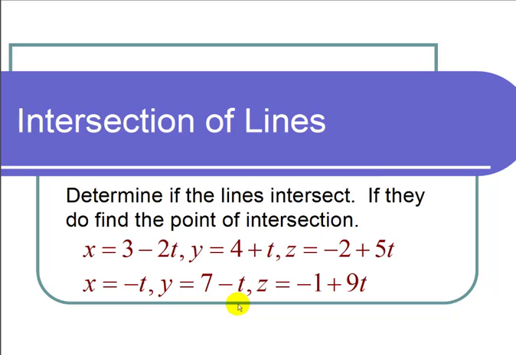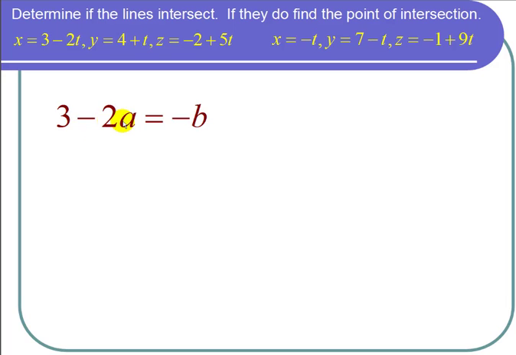If we get the same point, that means the x coordinates, the y coordinates, and the z coordinates are all the same. So if I plug in A for t for the first x equation and B for t for the second x equation, I should get the same value. So I can set them equal to each other. In other words, 3 minus 2 times A should be equal to negative B.